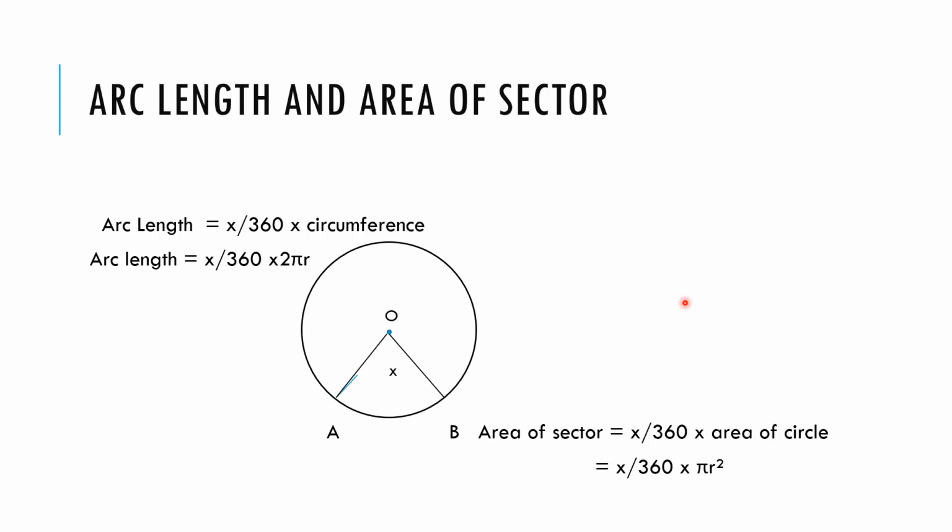Now, arc length and the area of the sector. We have this circle with center O and radii OA and OB, and the angle at the center is x. Arc length is given by the formula x/360 into circumference, or arc length is equal to x/360 into 2 pi r. And the area of the sector is x/360 into the area of the circle, or x/360 into pi r square.